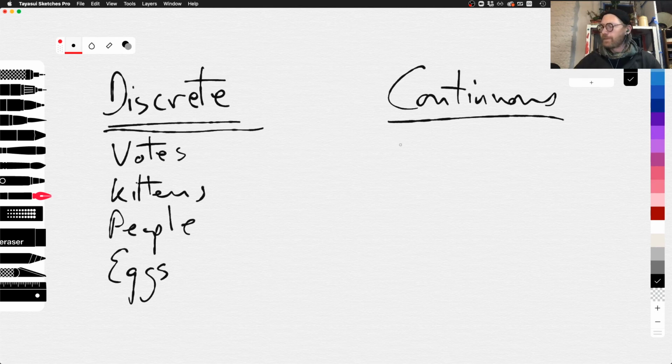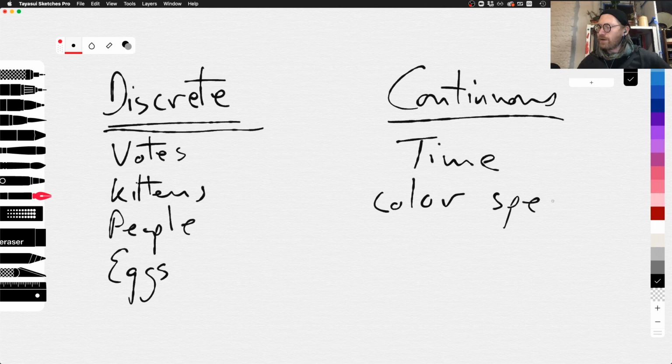Yeah, time. Time's a big one. Color spectrum. See, now this is interesting. It depends on where you are considering the color spectrum, because on a computer, right? On a computer, you represent color discretely, actually. But in our reality, we perceive color in a continuous way. If you can imagine that.